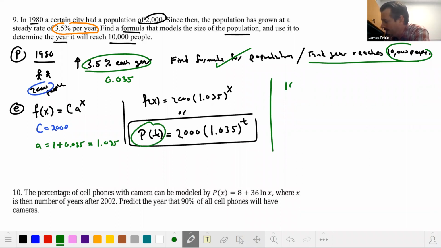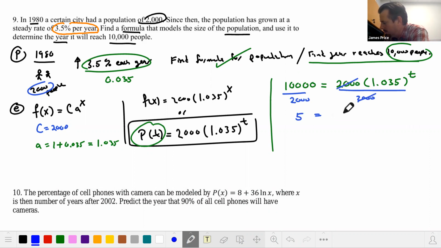So basically we have 10,000 equals 2,000 times 1.035 to the t. And now we want to solve this exponential equation. So we're going to divide both sides by 2,000 and get 5 on the left. And on the right, when you divide by 2,000, it cancels. You get 1.035 to the t. And then we can just ln both sides. So we pull out our old ln, and that brings that exponent down in front. And so we get ln of 5 equals t ln of 1.035.